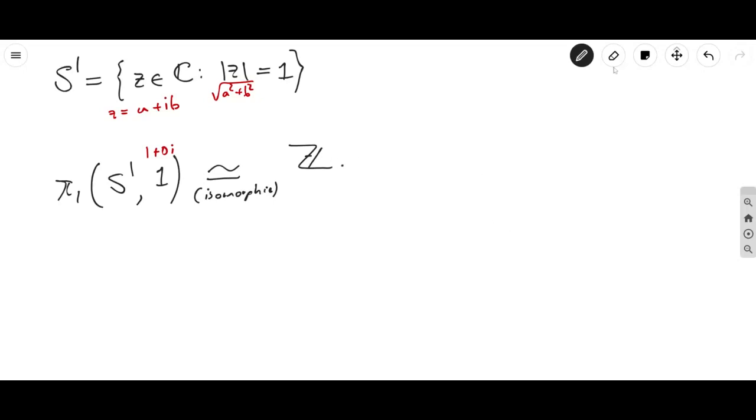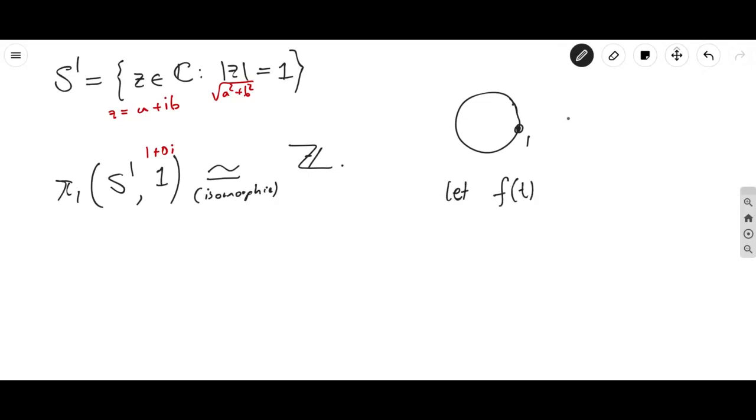Now, maybe this is not quite clear. We're saying it's isomorphic to Z, but maybe that's not the most satisfying way to put it, because you're probably thinking, well, what do the homotopy classes look like? So here's how they look. We're going to draw a circle. This is the point 1, okay?